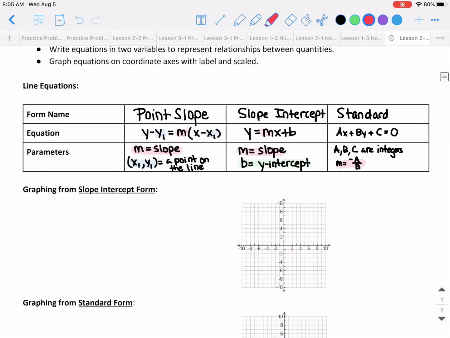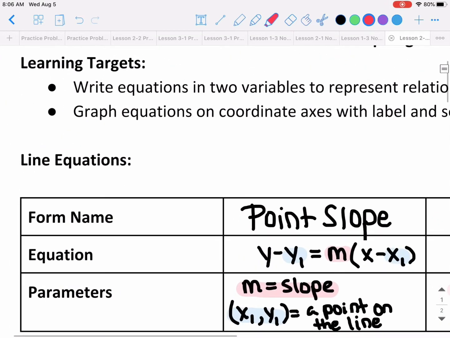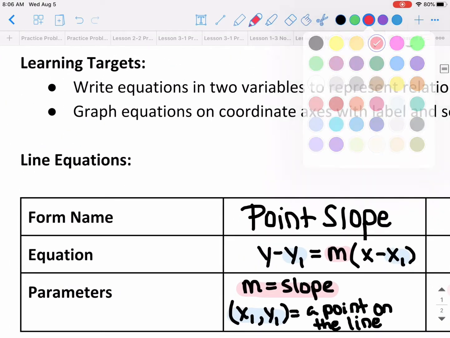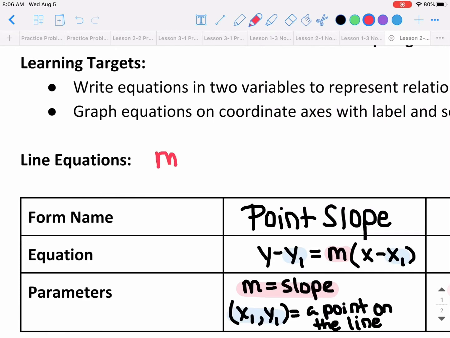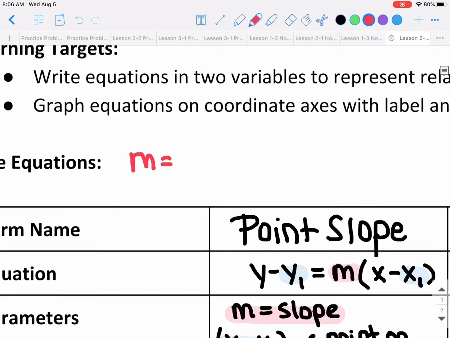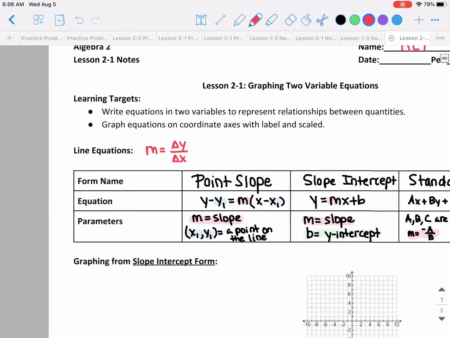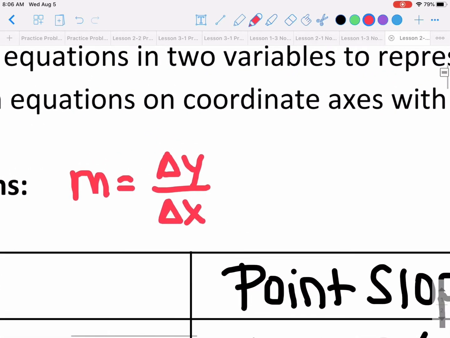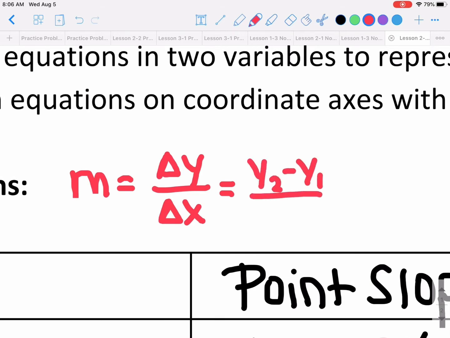All right, one important thing that you should remember from Algebra 1 is that to find the slope, to find what m is, I do the change in y over the change in x. So that's going to be the formula to find the slope. If you don't like using those symbols, you can write it as y sub 2 minus y sub 1 over x sub 2 minus x sub 1.